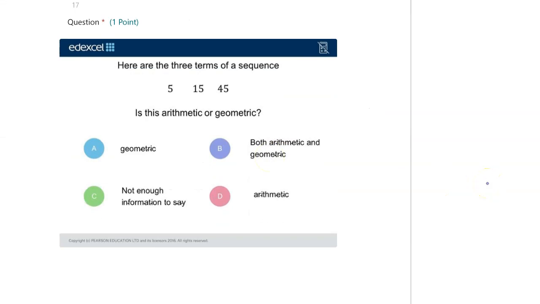Almost there. Here are 3 terms of a sequence. Is it arithmetic or geometric? Arithmetic sequences increase by a common difference. What's the difference? 10, then 30. Oh, I'm guessing that's not arithmetic. Geometric sequences increase by a common factor. 5 times 3 gets me to 15. Multiplied by 3 again gets me to 45. It is a geometric sequence.